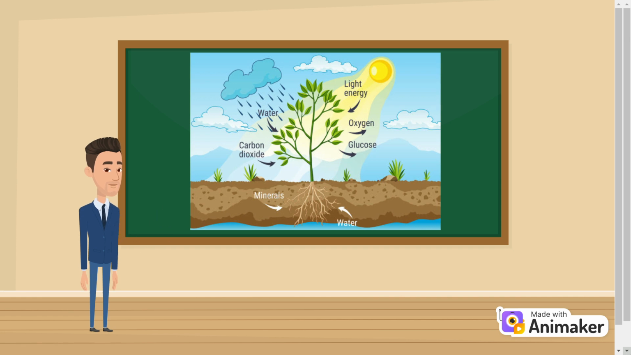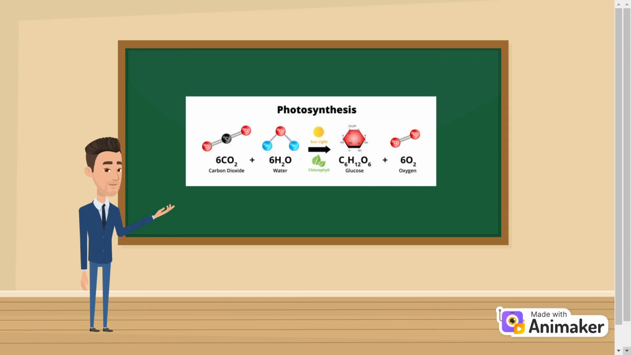Heterotrophic nutrition, other feeding. Some plants are heterotrophic because they do not make their own food but rely on other plants or animals. An example is the carnivorous plants like the Venus flytrap, which trap and digest insects to get nutrition, especially nitrogen, from them.